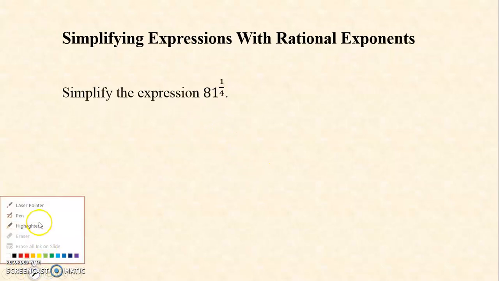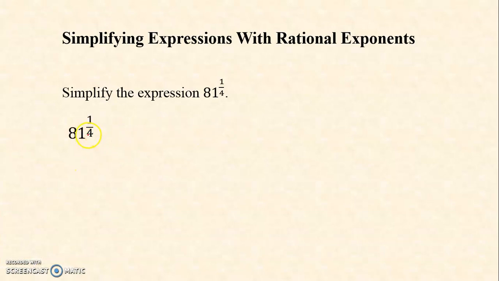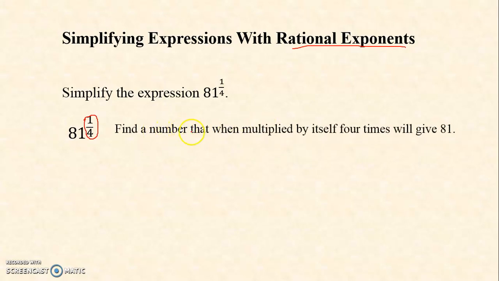So we have here, simplify the expression 81 raised to 1/4. Our exponent here is 1/4. It is a fraction. That's why it is rational exponents. So how are we going to simplify this? Okay, here is the basic technique. You're going to find a number that, when multiplied by itself 4 times, will give you 81. So that will be the simplified form of 81 raised to 1/4.